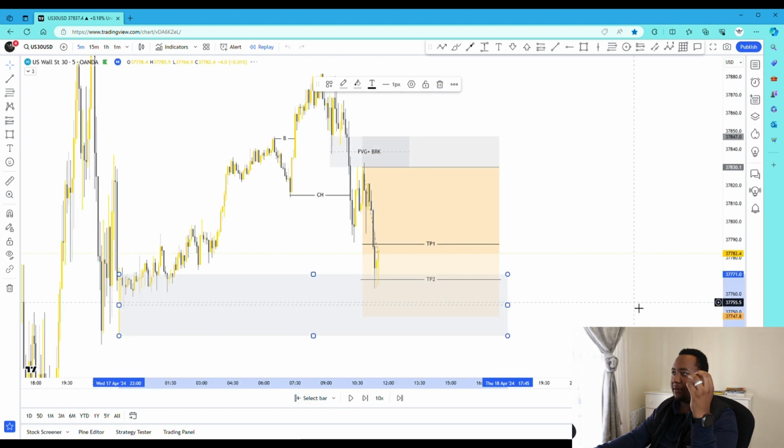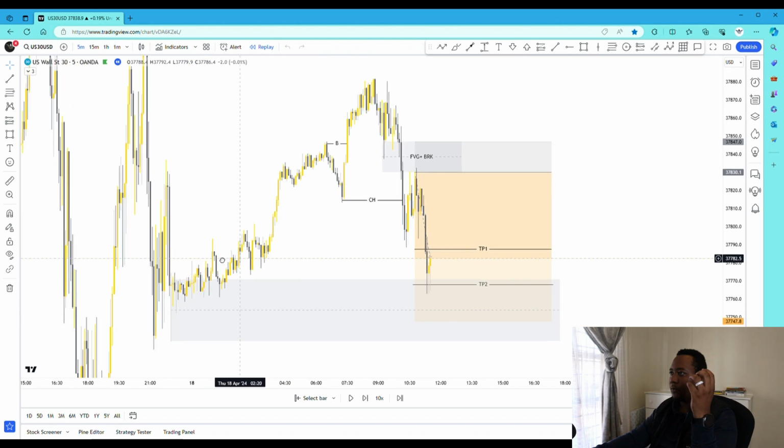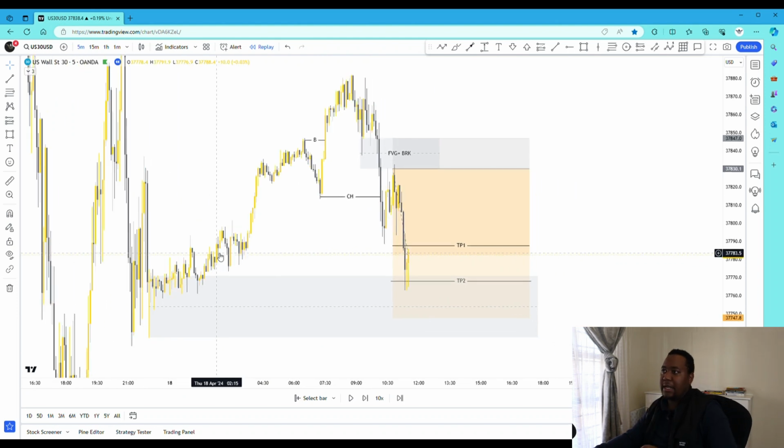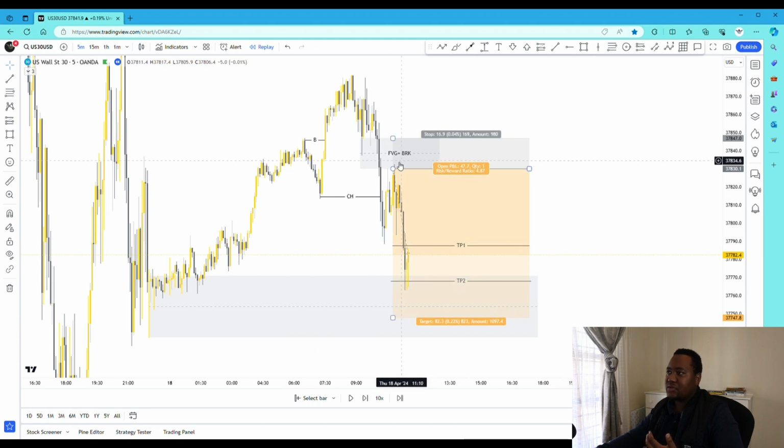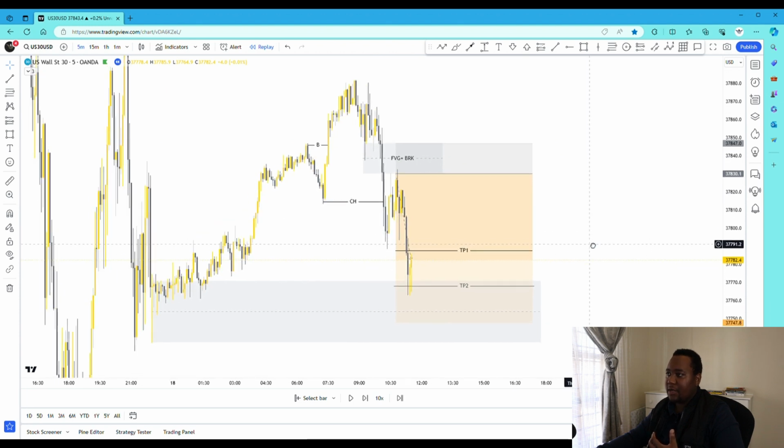Now, if we can just play it back over here, you can see two things that I saw. I saw a fair value gap. In fact, three things. I saw a fair value gap, I saw a break of structure, I saw a change of character. Now, I love these types of change of characters where the market sort of pulls back into the fair value gap. I like it so much.